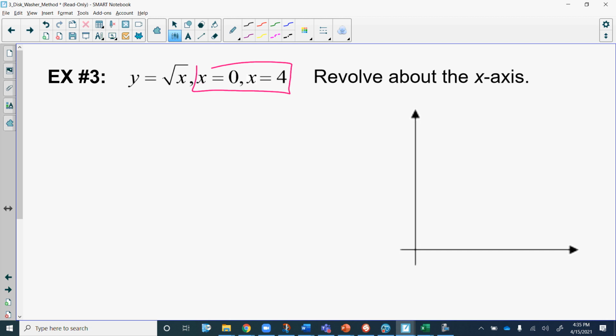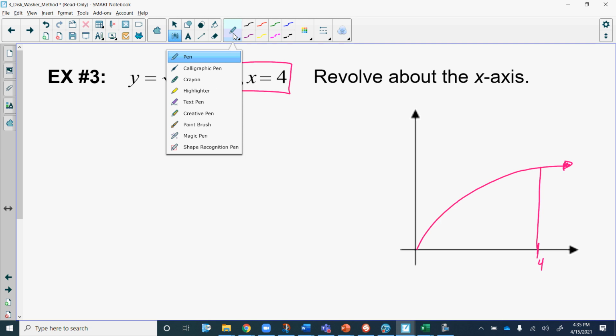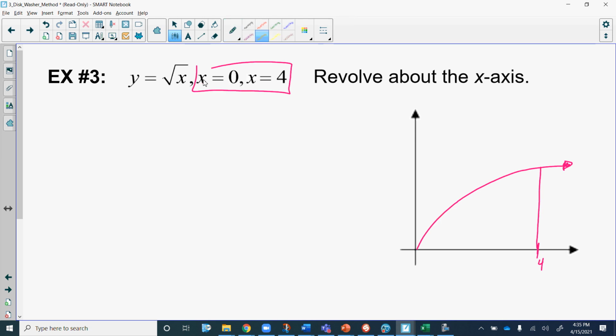We have three functions that we're working with. We have y is equal to x. I'm sorry, y is equal to the square root of x. So it's going to do one of these things here. And then we have x is equal to 0, which is the y-axis, and x is equal to 4. So I'll just say this is when x is equal to 4. So the region that we are going to be rotating, that we're going to be trying to find the area of. Now this one is not going to be a straight cylinder.